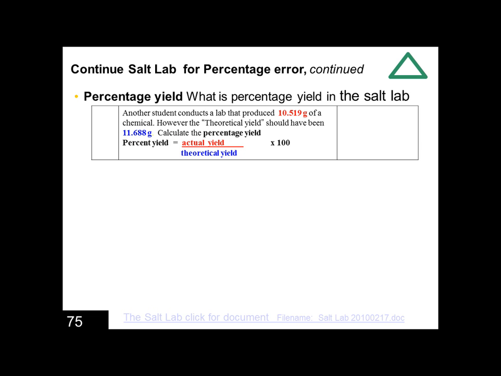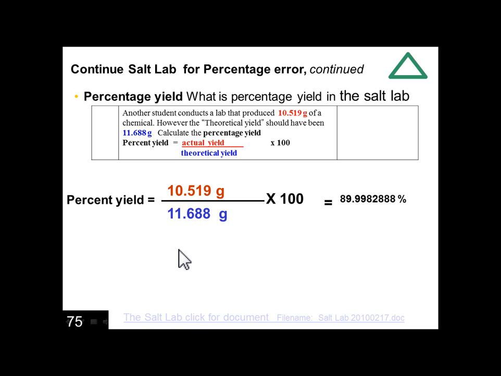Okay, so here's an example of using that. Suppose we ask you to calculate the percentage yield where a student in a laboratory produced 10.59 grams of a chemical, and theoretically they could have made 11.688 grams. To calculate the percentage yield, you take their actual yield in red here, divided by the theoretical yield in blue, and multiply times 100. So it would be 10.519 grams divided by 11.688 grams times 100 would give you 89 point, well, you'd round that to 5 significant figures. According to your data, it would be 89.998%.